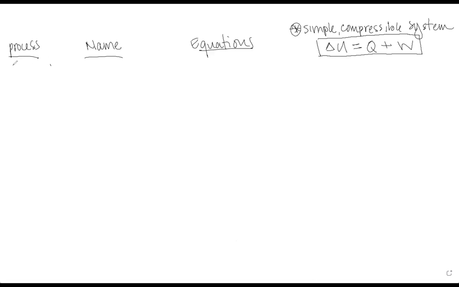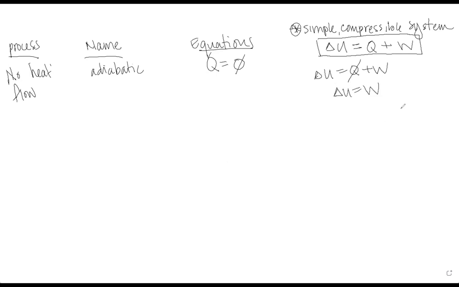So if we have a process that has no heat flow, this process is called adiabatic, where your heat flow of Q is equal to 0. And if we use this equation, delta U equals Q plus W, well, Q is equal to 0, so delta U just equals W. Our change in internal energy is just equal to the work that's done in an adiabatic process.